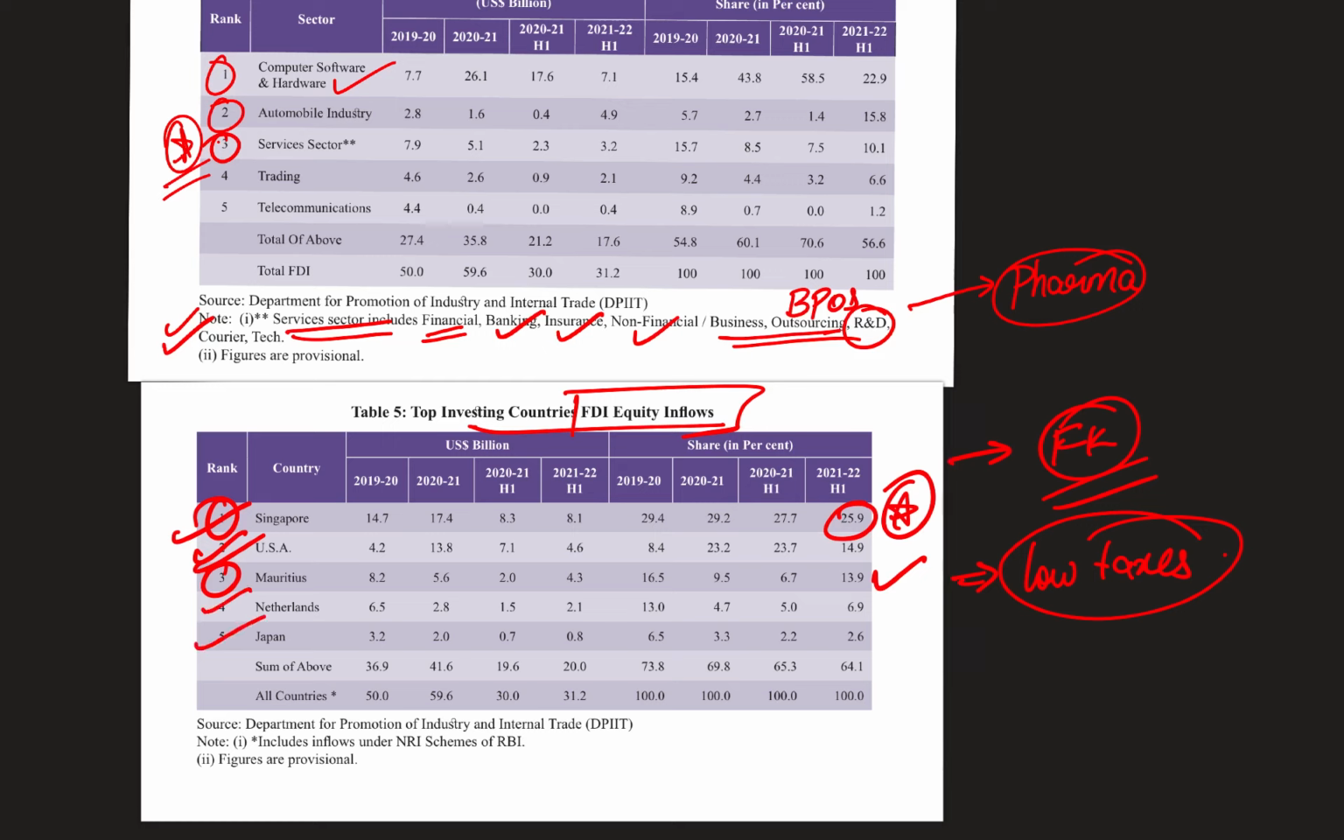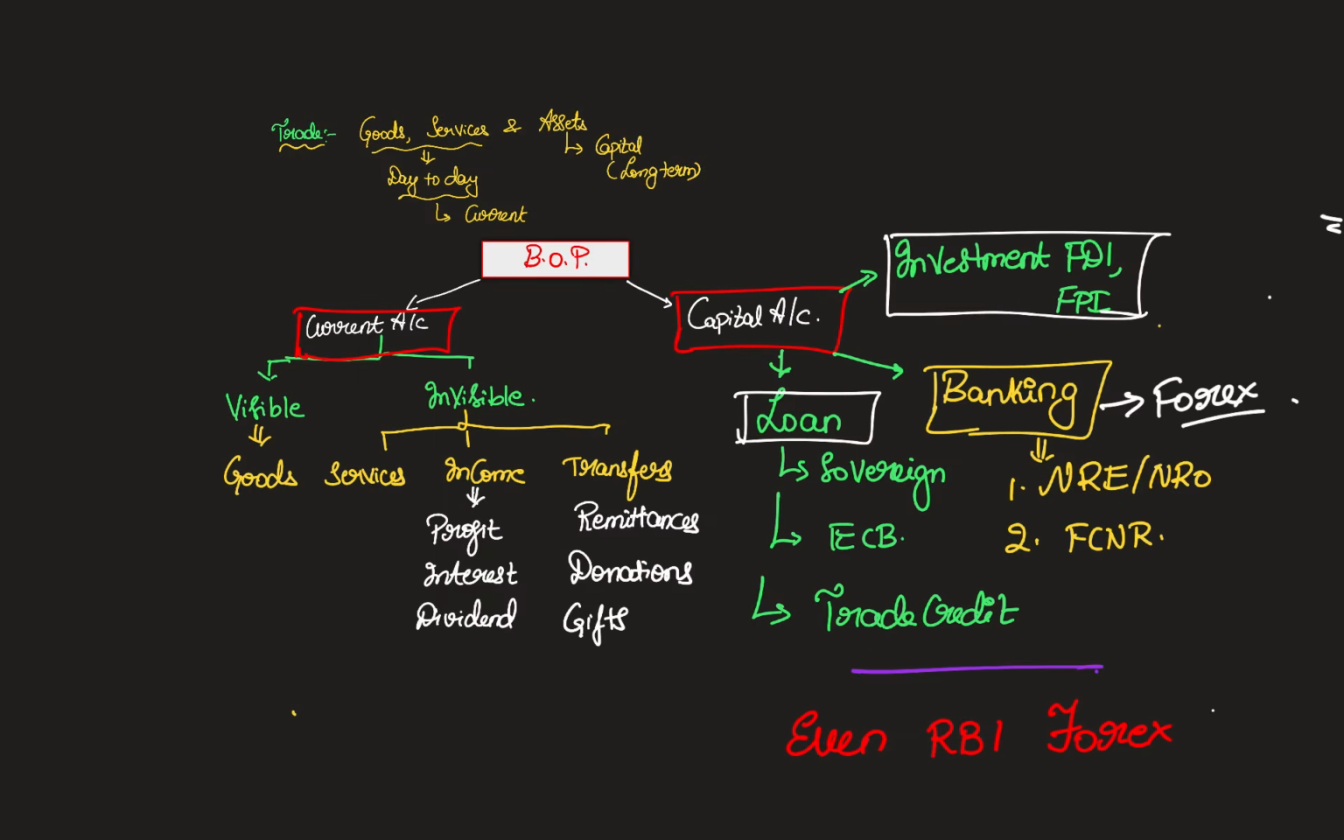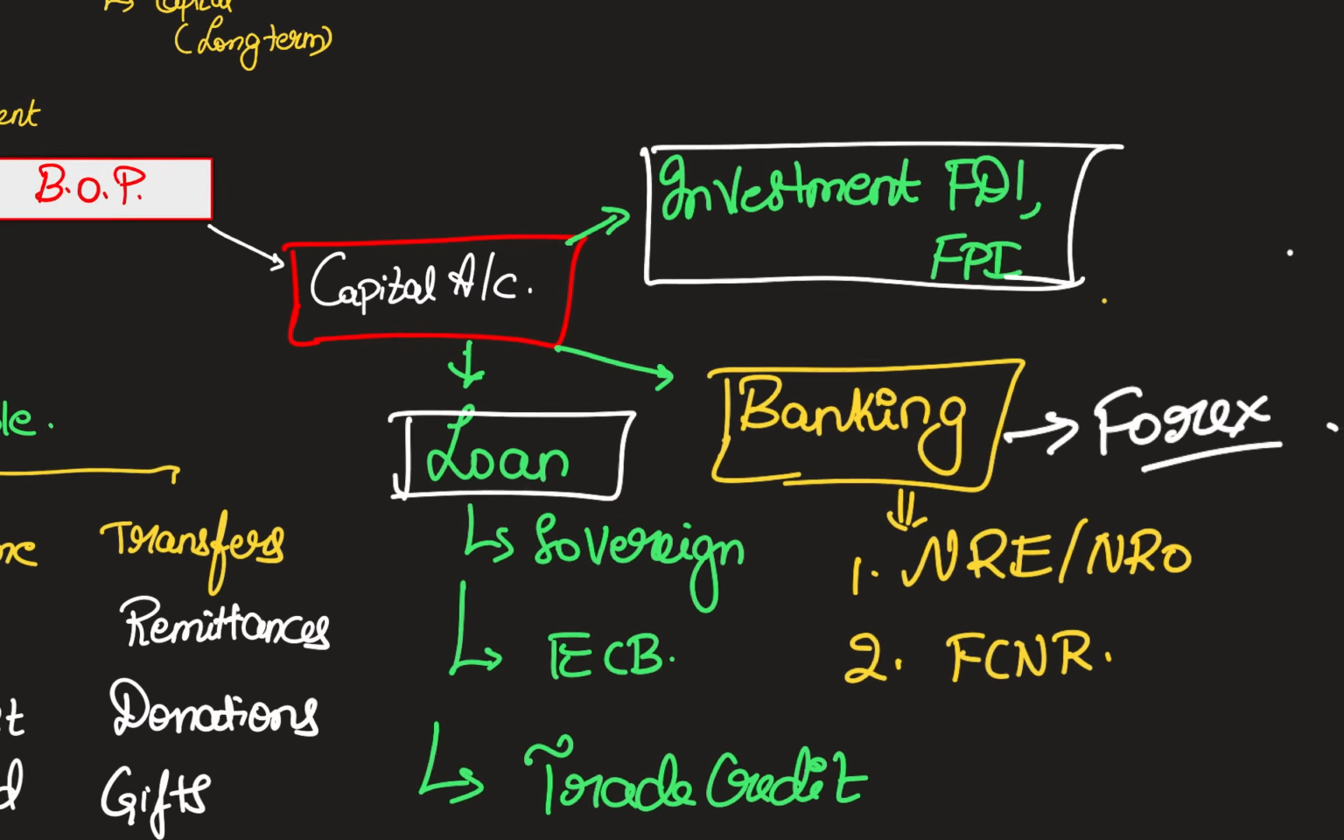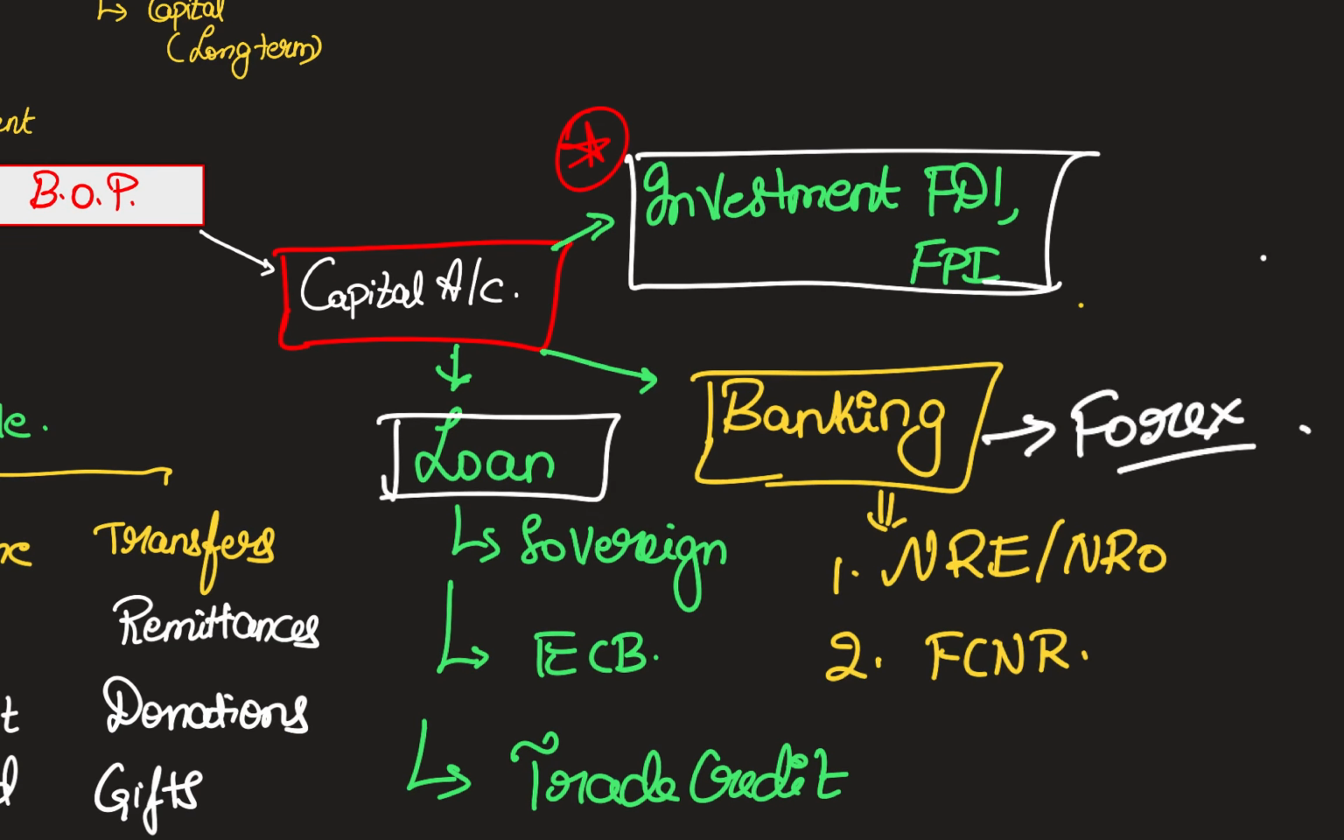And Netherlands and Japan come next. So roughly these top 5 countries account for 35% of the FDI inflows that come into our country. So till now we spoke about the current account. In capital account we were talking about investments, and other areas of capital account like banking, the loans that are taken, etc. Let us have a look at it.